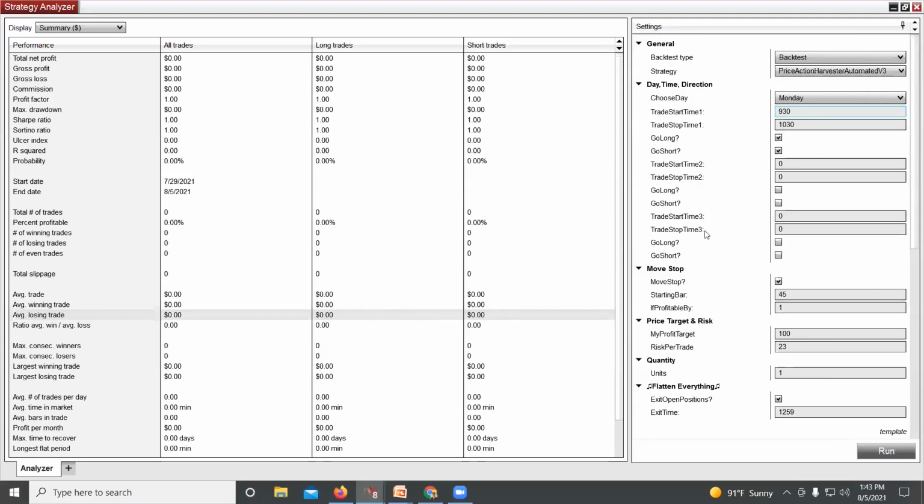So we have 3 start times that I've chosen here. You can have 1, 2, 3 start and stop times. You could choose if you want to go long or short for each one of those time frames.